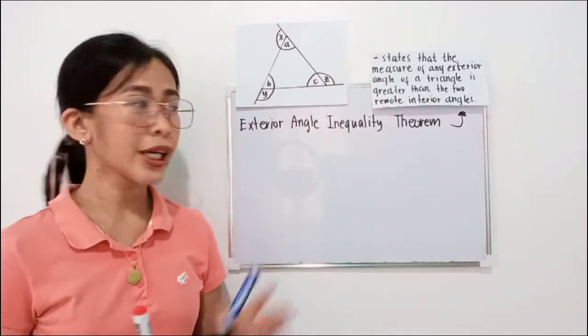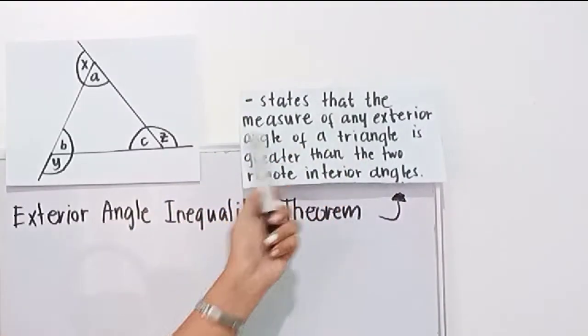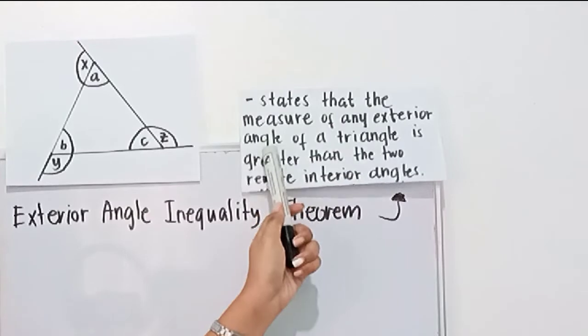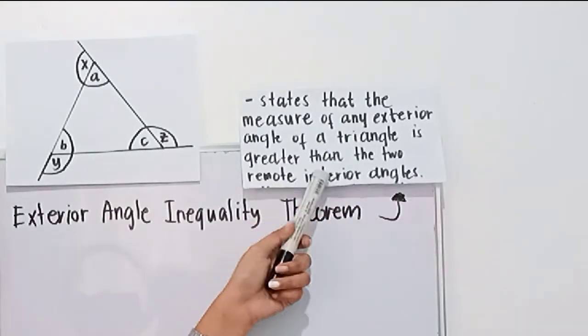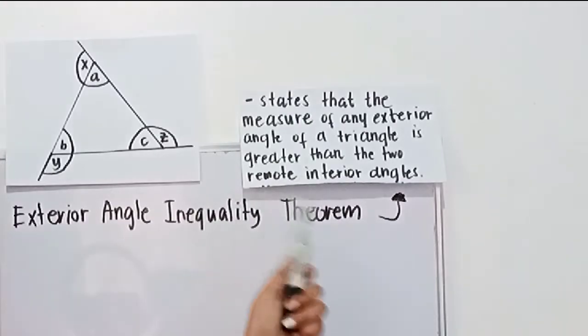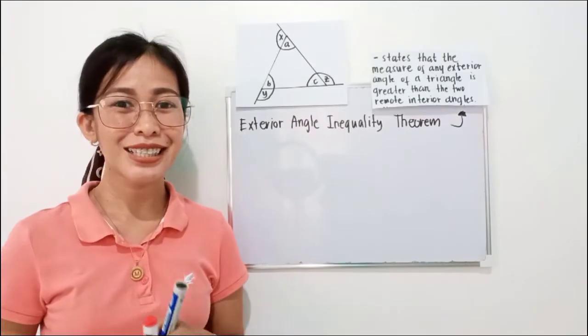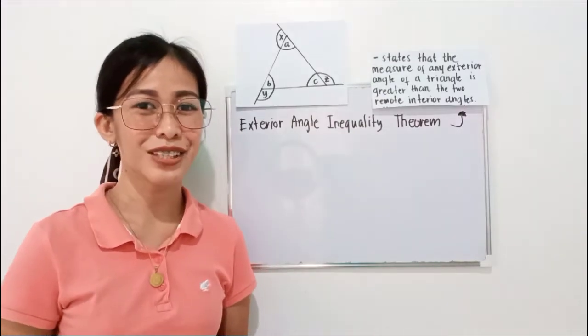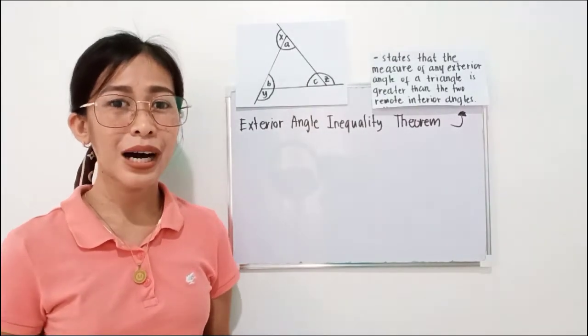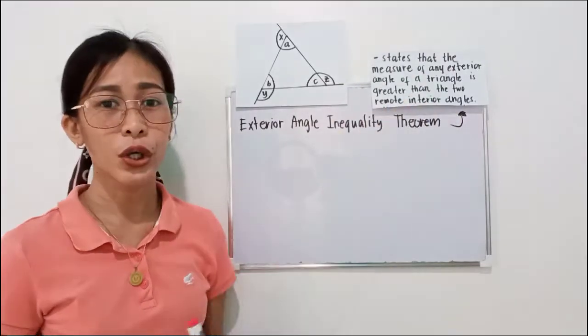Okay? So when we say exterior angle inequality, it states that the measure of any exterior angle of a triangle is greater than the two remote interior angles. Okay? So, medyo nakakalito to, but then again, kapag naisa-isa na natin, mas maiintindihan nyo na. So, alamin muna natin, ano ba ang sinasabing mga exterior angles?